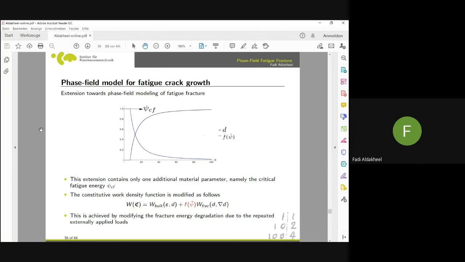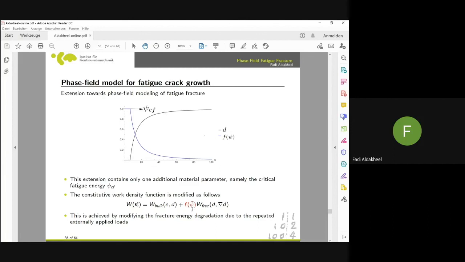And what is that? It's called the critical energy or critical fatigue energy, psi cf. You have psi c before, right? For the mechanical one. And now just put f for fatigue. Good. So this is the only new thing to be added. And how does this f look like? I just told you about that.